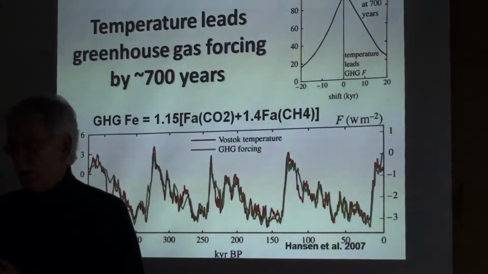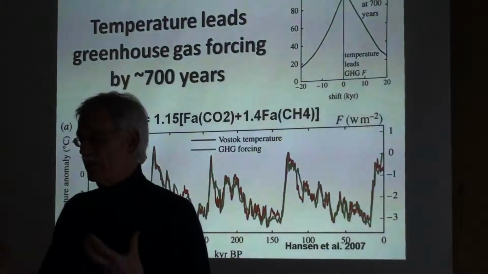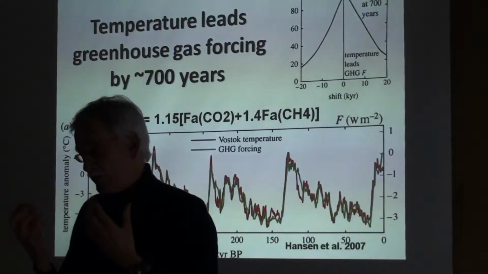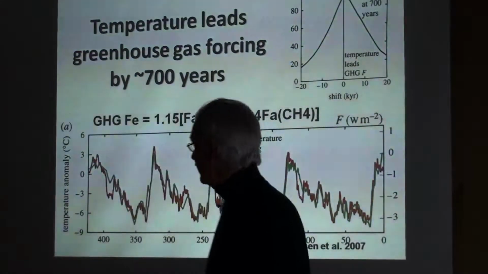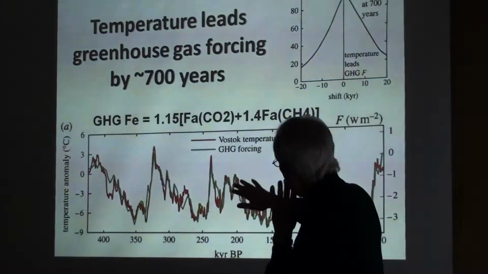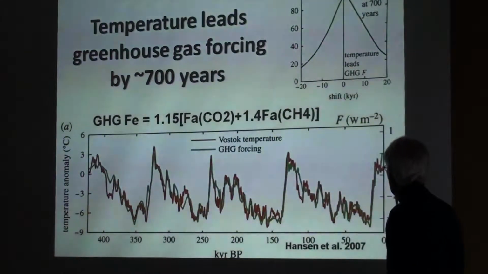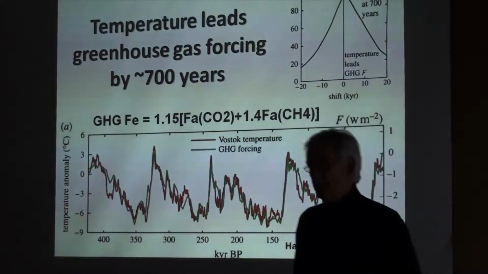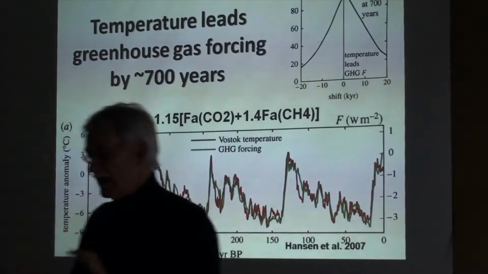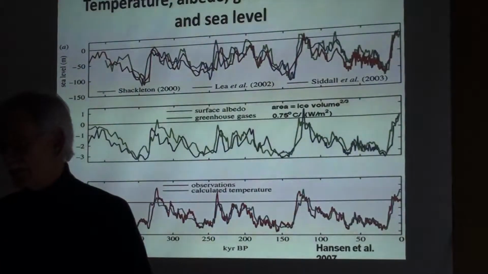So what's represented here in the bottom graph is the forcing which results from the greenhouse gases of carbon dioxide, also methane, and this is then plotted against the Vostok ice core temperature in green, and you notice a fairly good match. But there is this offset of several hundred years, so you've had to slide the greenhouse gas forcing data to coincide then by 700 years.